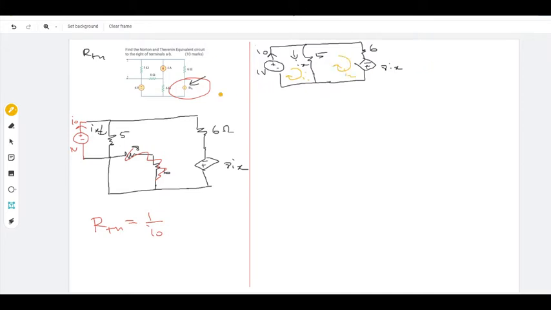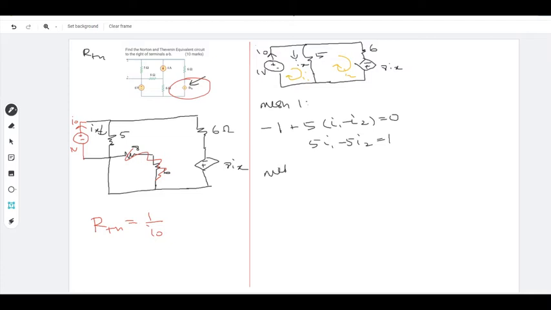Okay, so there are 2 meshes. Step number 2, I'm just going to apply mesh 1. So you're going to do negative 1. I'm going to see the negative 1 first, and then here I have plus 5 I1 minus I2 equal to 0. Okay, and then what's next? I know that I have to simplify. So 5I1 minus 5I2 equals 1. Alright, then that's mesh number 1.